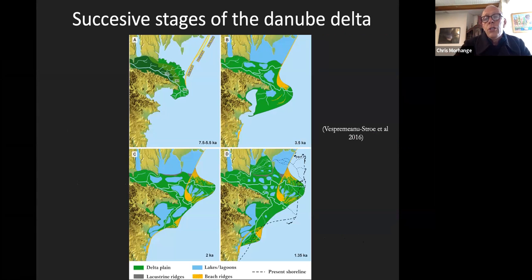It's well known since the work of Diozan and Vespremeanu and other colleagues, mainly from Romania and also from Ukraine, that the Danube Delta experienced successive stages of progradation due to the stabilization of the Black Sea in connection with the Mediterranean Sea, in connection with the world ocean. And you can see since 7,000 years BP the progressive progradation of the fluvial system from the marine Gulf of the Danube to the lobes, the different lobes of the different fluvial branches of the Danube.